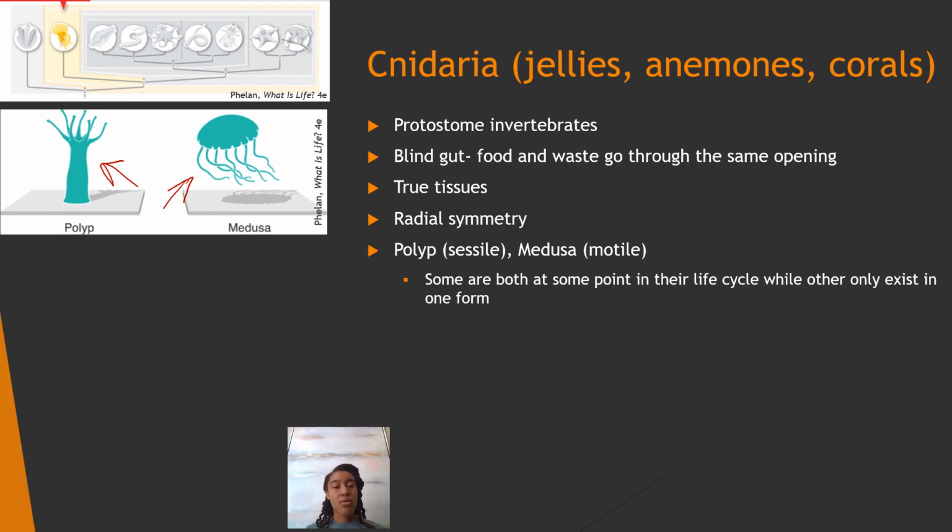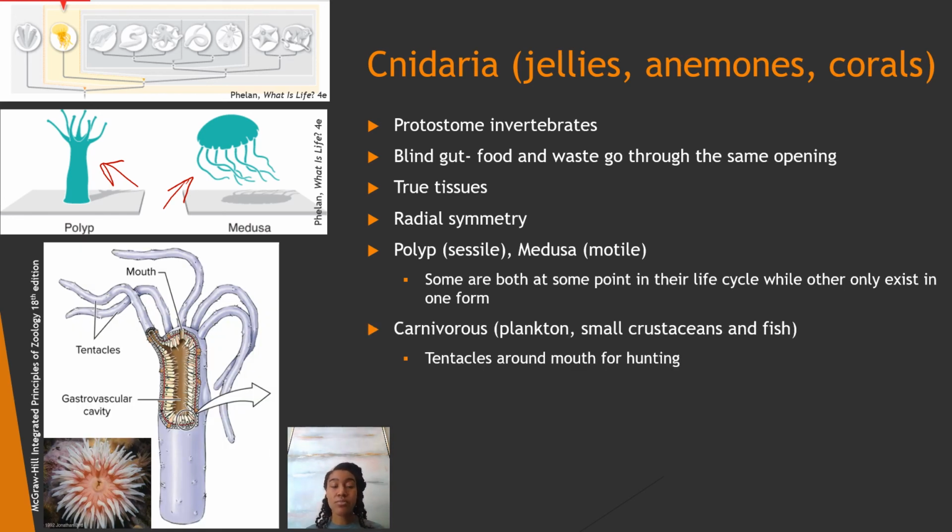The life cycle of many cnidarians includes both of these stages. So at some stage in their life, they're a polyp, and then at some stages they're a medusa. But there are some species that only exist as polyps, like sea anemones or corals, and then some that are only exhibited as medusas, like box jellies.